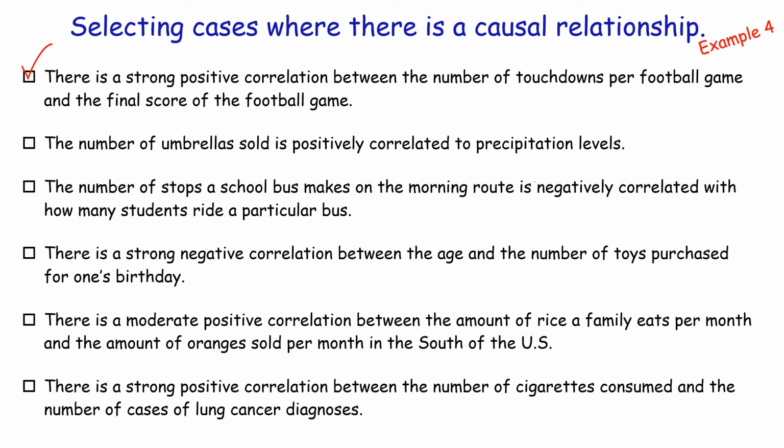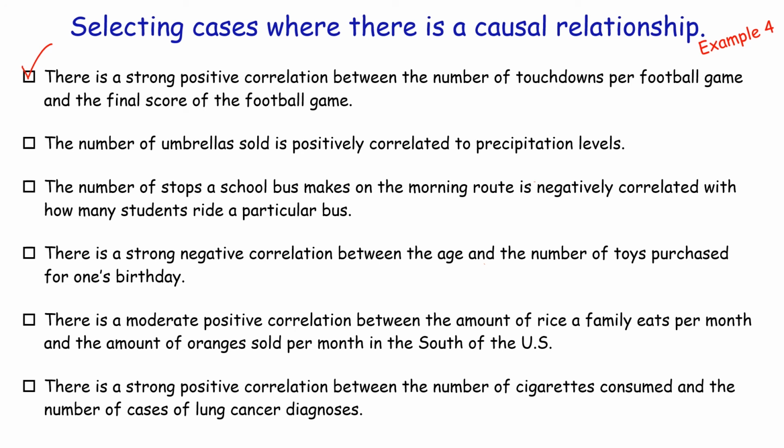Next, there's a strong negative correlation between the age and number of toys purchased for one's birthday. You cannot predict that. You just can't predict how many presents someone is going to get. Next, there is a moderate positive correlation between the amount of rice a family eats per month and the amount of oranges sold per month in the south of US. These two items do not relate at all.